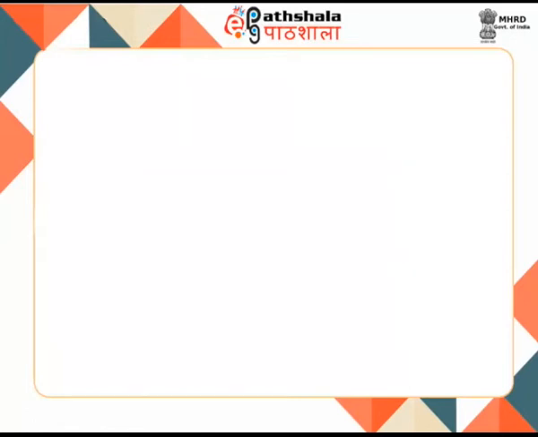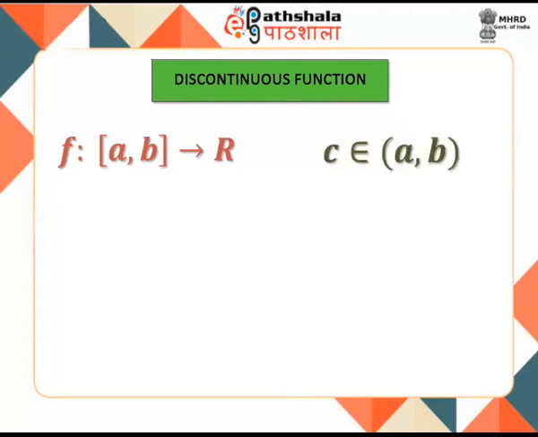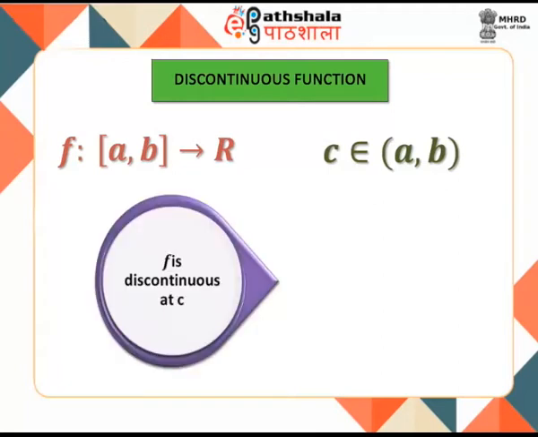Let us define a discontinuous function. Let f be a function from the closed interval [a, b] to R, and let c belong to the open interval (a, b). f is said to be discontinuous at c if it is not continuous at c.